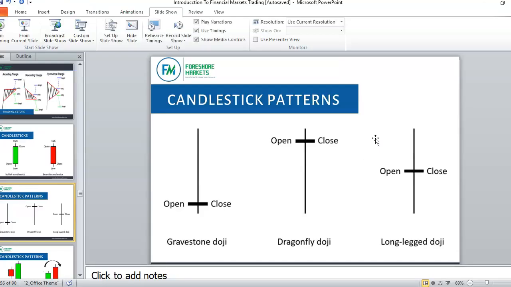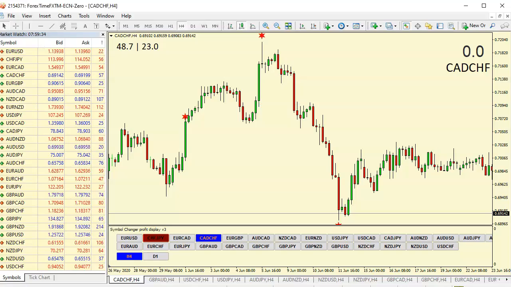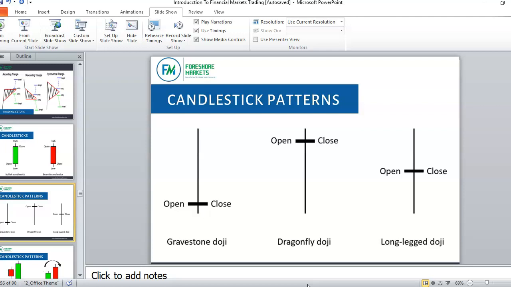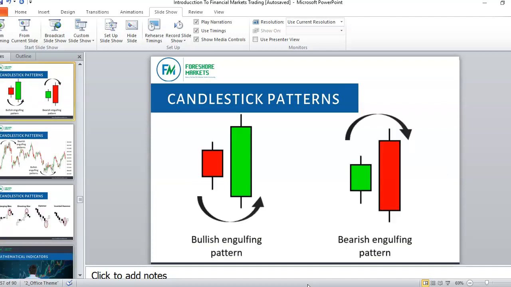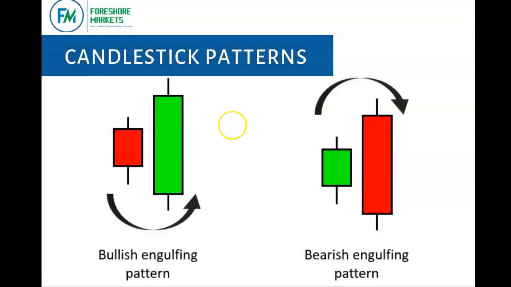Okay, now let's go into, okay, let me see the slides. Let's go into another pattern you would see most times in the market. Okay, now this is what you call your engulfing pattern.